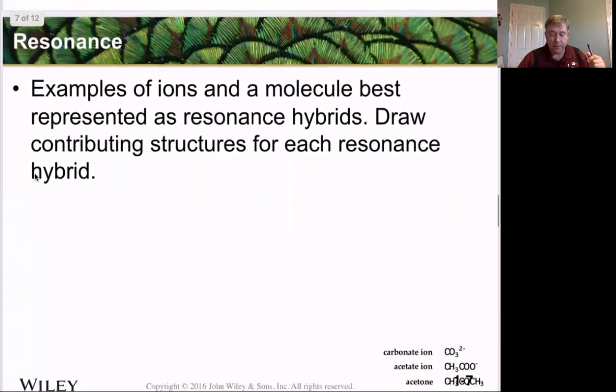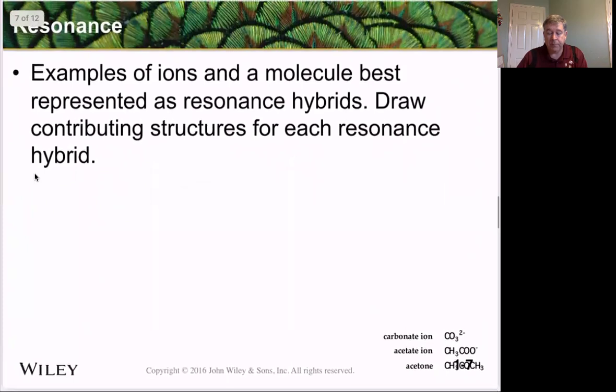Okay, so let's do a couple of examples here. There are 3 examples written on the bottom here. And what I'm going to do is one of them, and I want you to go ahead and do the other one. We did carbonate ion in the beginning here. So I'm going to do this acetate ion here.